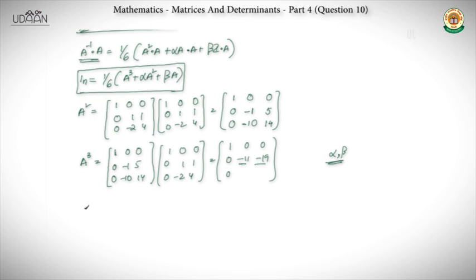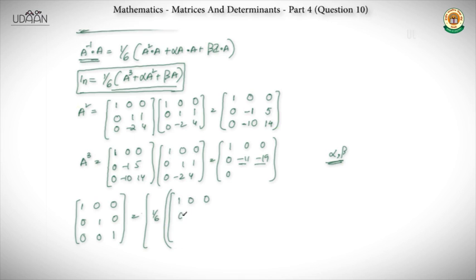ओके. And now I equal to 1/6 into A cube plus alpha A square plus beta A. So 1 0 0 0 1 0 0 0 1, this would be equal to 1/6 into A cube, which is 1 0 0 something, 0 minus 1 minus 11 minus 19, and we don't need the values of this.